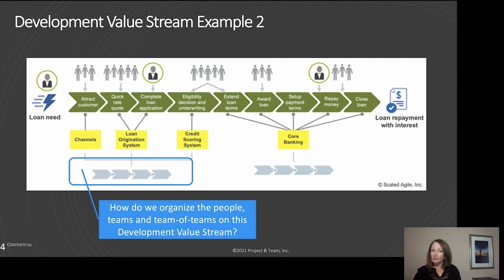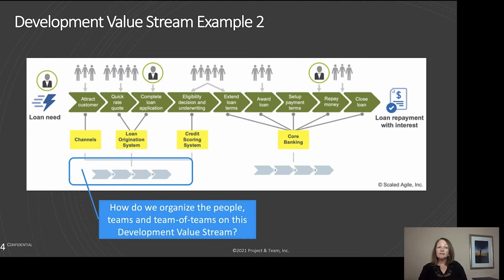Here's another example where we saw this loan application and delivery operational value stream supported by some applications. And Sahil said, let's organize the channels application, loan origination system, and credit scoring system into a single development value stream. So this could be the core loan business piece. Again, how do we organize the teams to best support the flow of value?